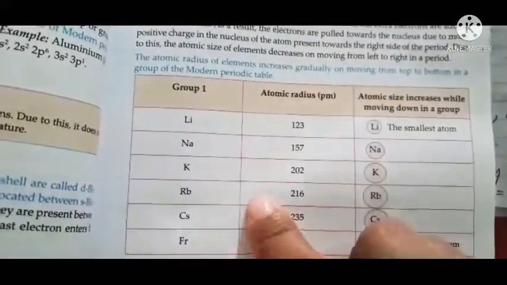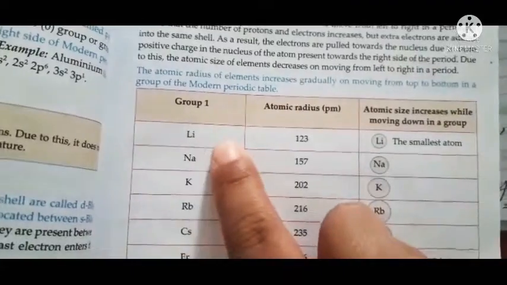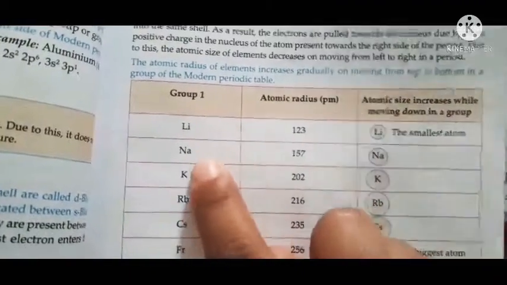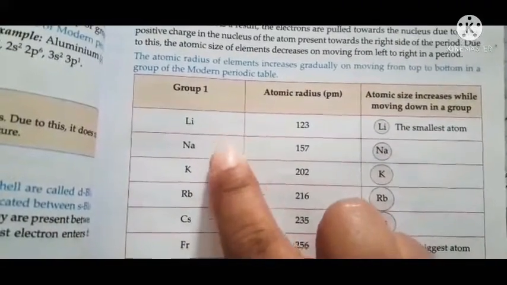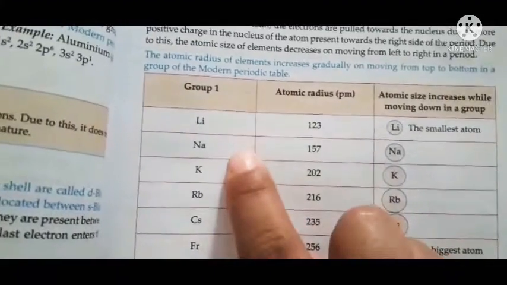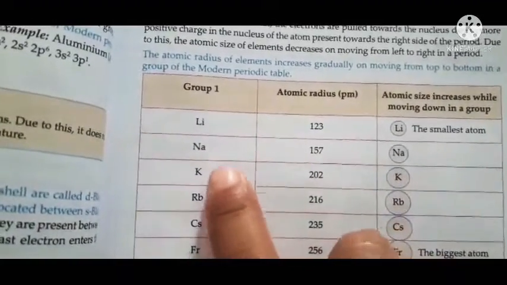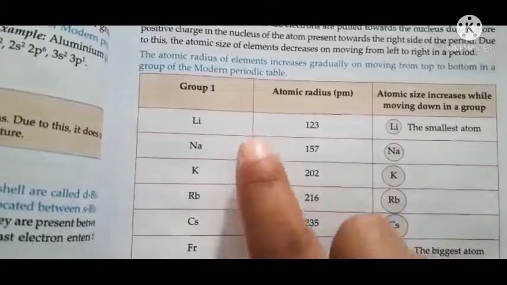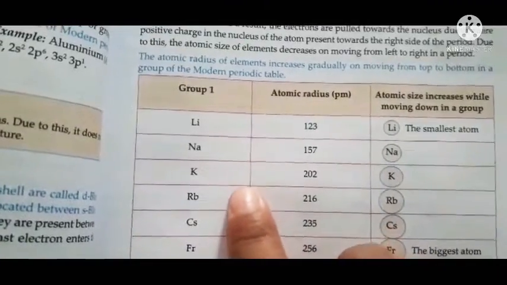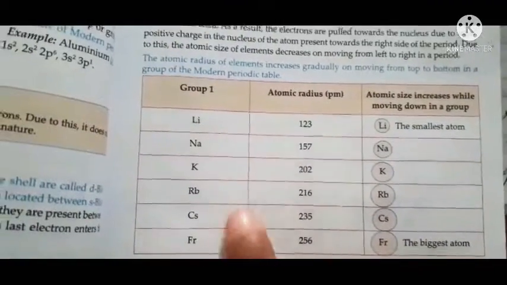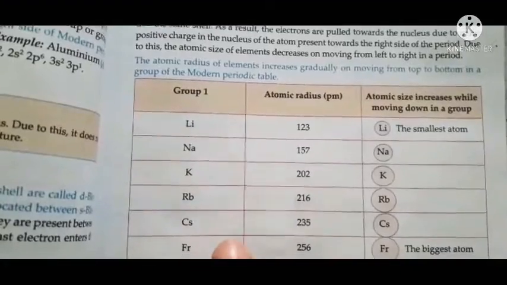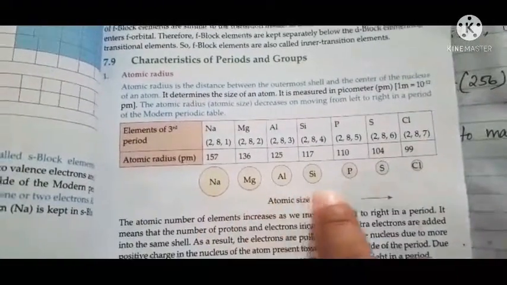It is better understood when we do it with numbers. Lithium is 3, that means K2 L1. Sodium is 11, that means K2 L8 and M1. So it has increased by 1 shell. Potassium is 19, that means 2, 8, 8, 1. So there is an increase in the number of shells. Because of this, the atomic size increases when you go from top to bottom, and it decreases when you go from left to right.